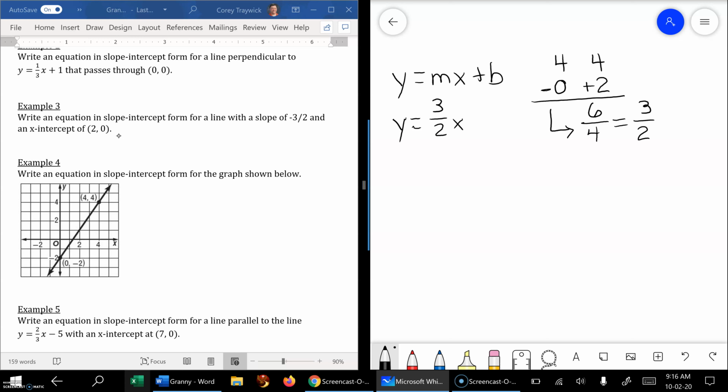All right, now we got to find the y-intercept. Well, on the picture over there, you can see that the y-intercept is at -2. So we put a -2 there, and Bob's your uncle.